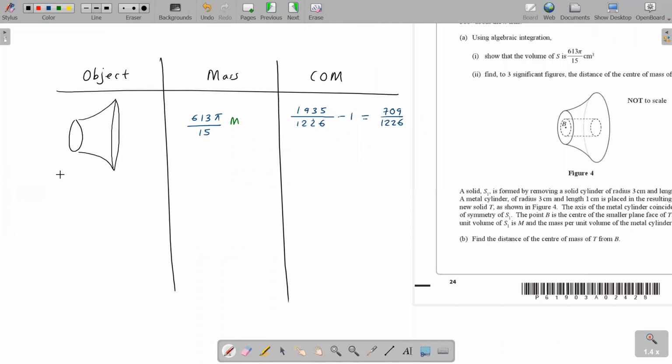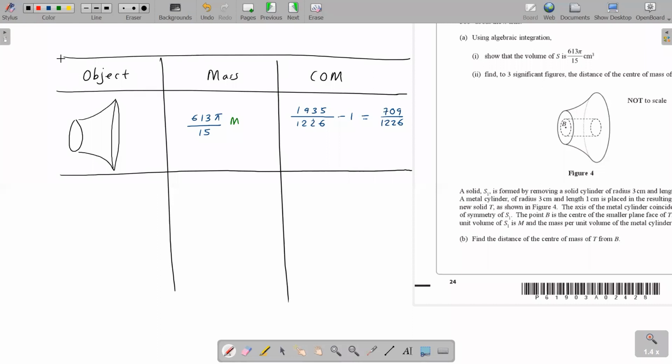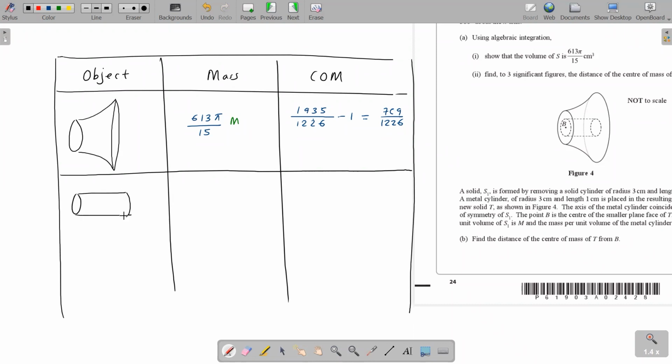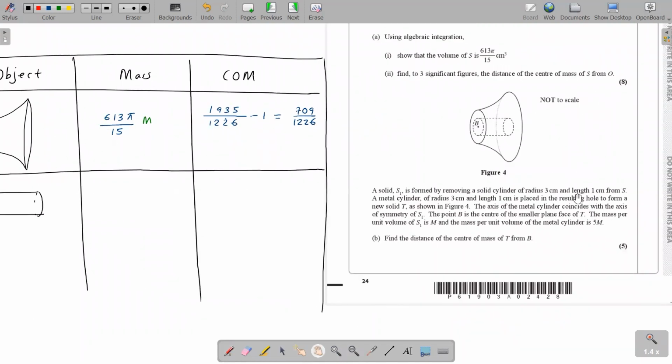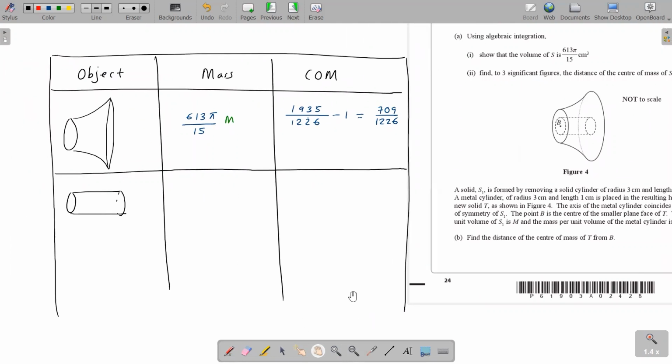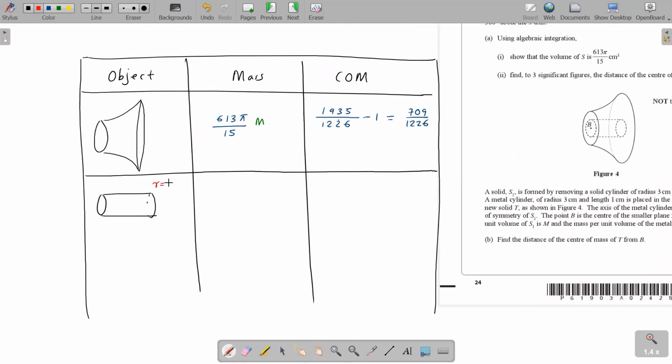What should be my next object that should be considered? Who is the next object to be considered? The cylinder that you are taking out. So we know it has a radius of how much? Radius 3 centimeter, length 1 centimeter. So radius 3, length 1. These are all in centimeters.